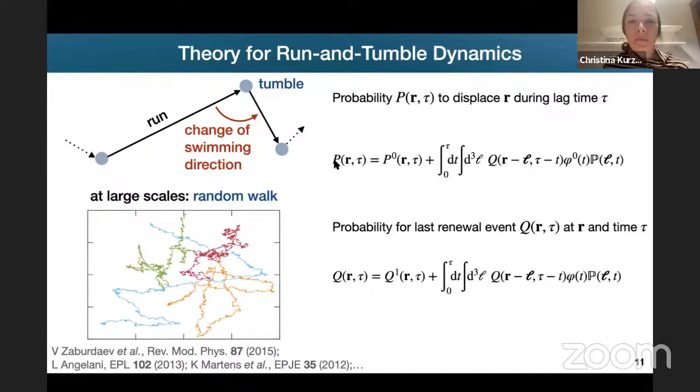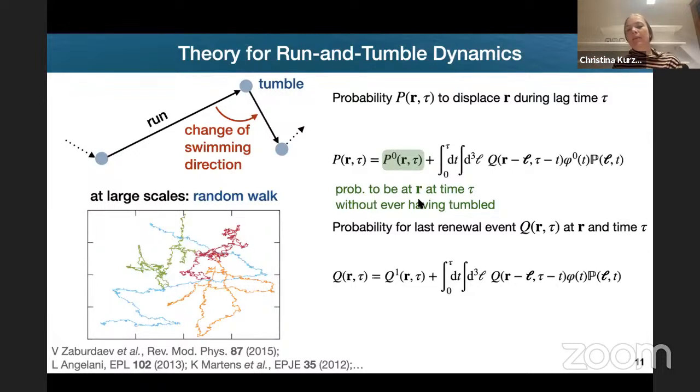This P depends, first of all, on the probability that the cells are at the position r at time tau without ever having tumbled. This is important because in your experiments you don't start measuring at the point where each of the cells is just starting their run, but essentially in a stationary state. So we have to account for the zeros for this probability separately.